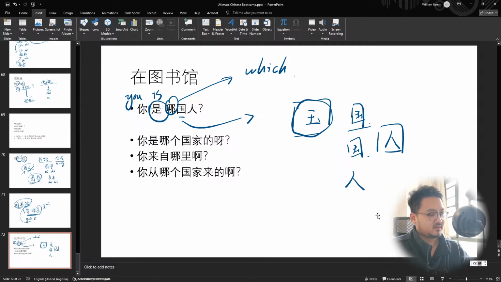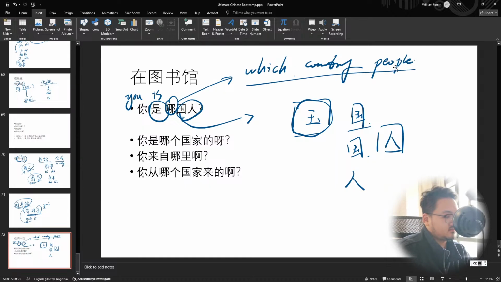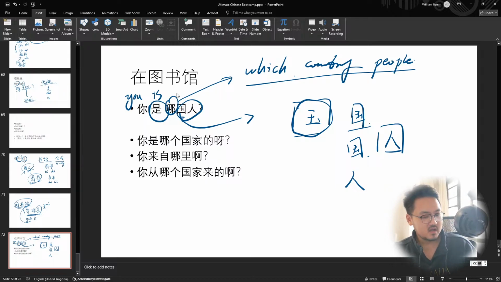Okay? So 你是哪国人 means which country. 哪国人 is like which country people. Okay? That's literally translated. Or which country person. But you know, as I said, this is a really textbook version way of saying things. Okay, yeah.